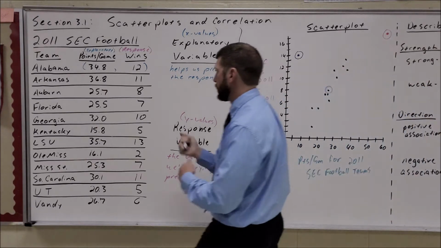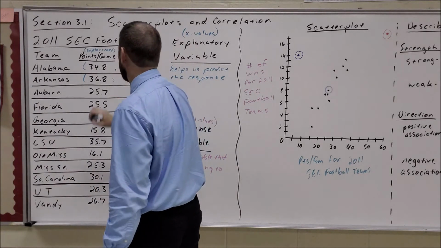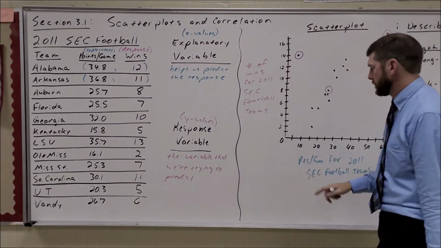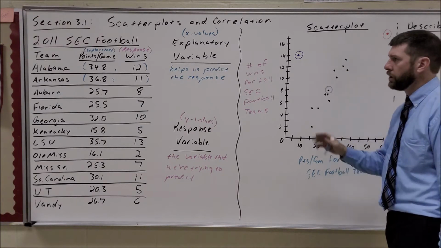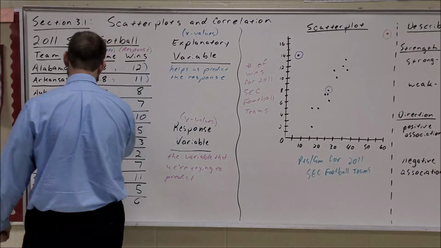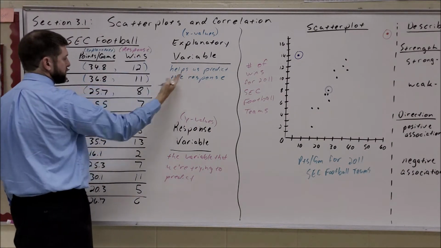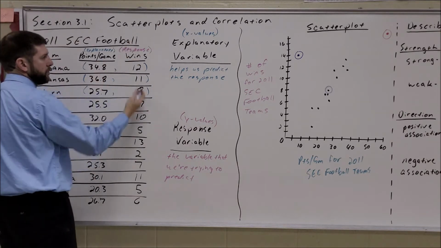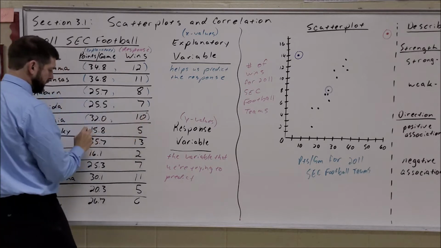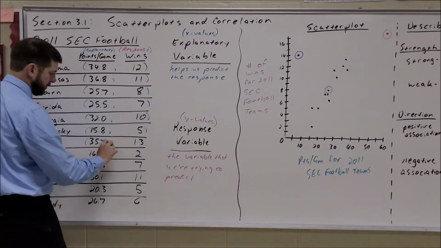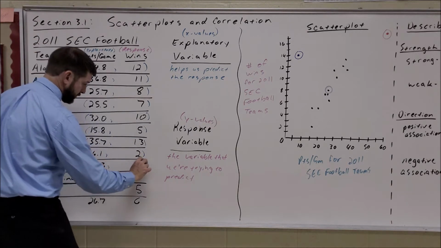And I did the same thing for Arkansas. 36.8, so about 37, with an 11 on the vertical axis. So 37 and 11, so there was Arkansas. So we just worked our way down the line, making each of these into ordered pairs, remembering that my explanatory needed to be my x, and then my response needed to be my y. So all you're doing is plotting this the same way you've plotted ordered pairs in your algebra courses for years.